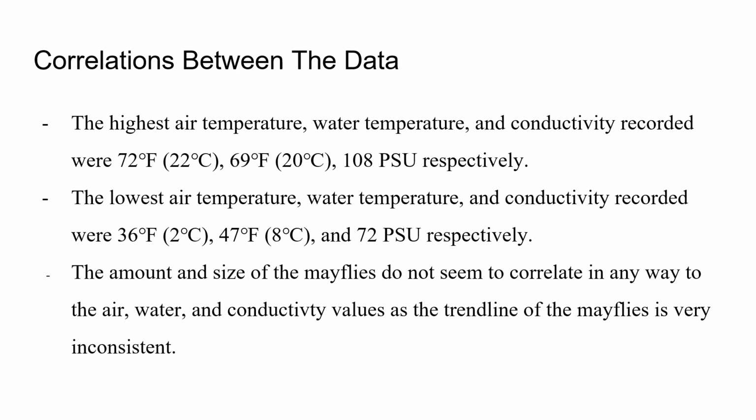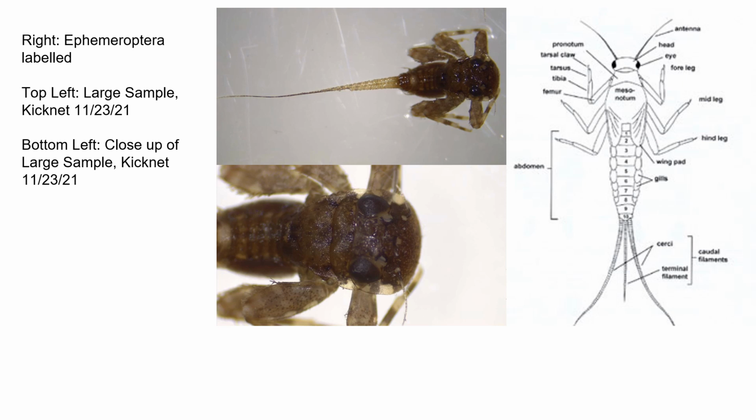We also found that there is no correlation between the amount and the size of mayflies to either the water, air, or conductivity values, as the trend line of the mayflies is very inconsistent. As you can see in the photos below, mayflies are well adapted for swift flowing waters. Their bodies, head, and legs are flattened, which help reduce drag by forcing water over the organism.